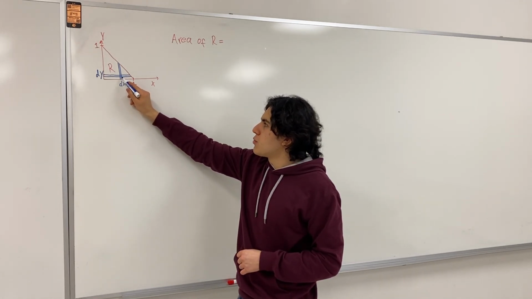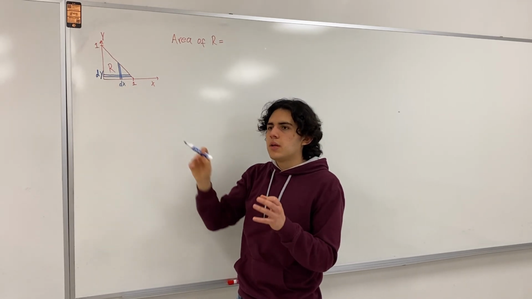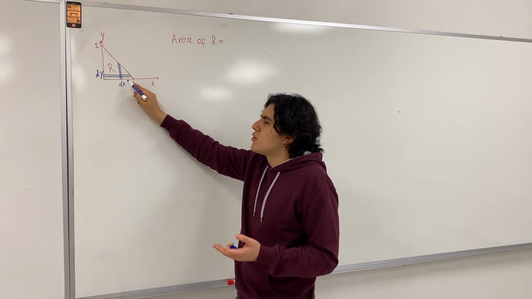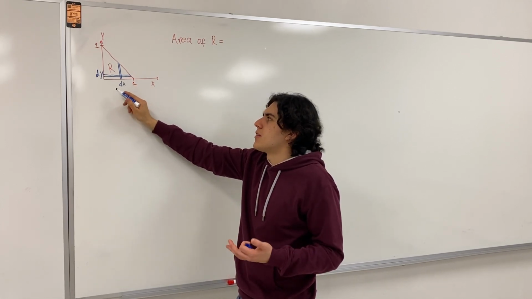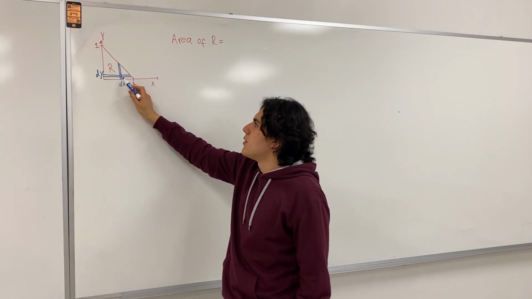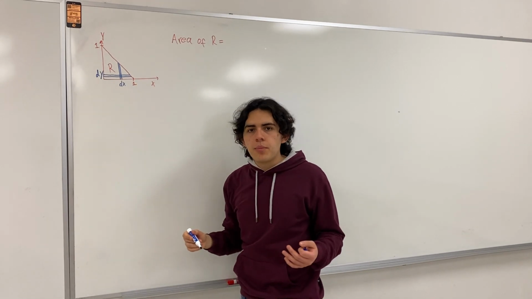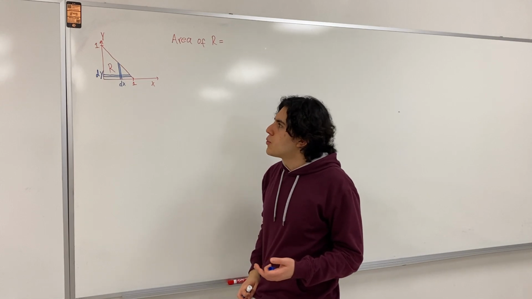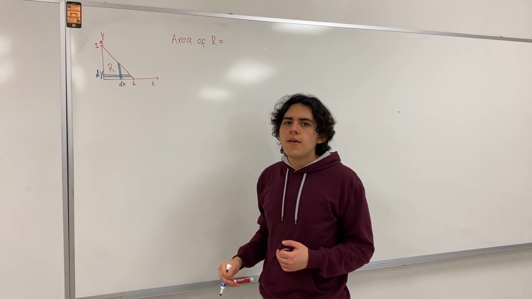Notice that these two will create a square or a rectangle region. It depends on the size of dx and dy, but that is irrelevant. If we add up all those small rectangles, we're going to get the total area of R, and that is what we're going to do.